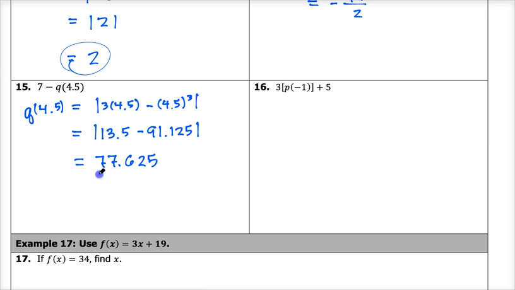So this value goes in for q of 4.5. Again, these are equivalent. So for our final answer, we need to take the 7 in the original problem and take 7 minus 77.625. And when I do that, I get an answer of negative 70.625.